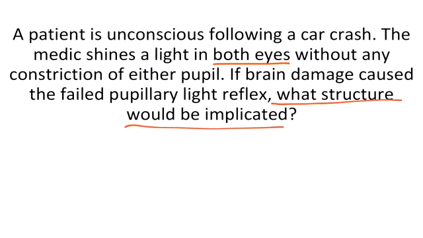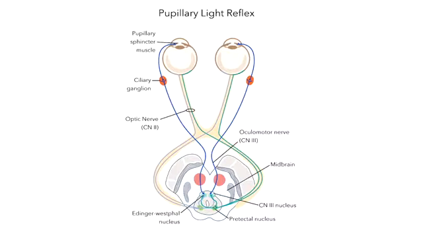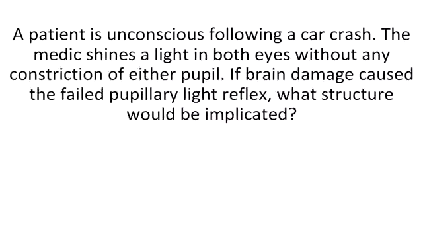Okay, so basically a medical worker sees an unconscious patient and sees that the pupillary light reflex is not working in either eye. Now this is a test used to determine if the brainstem is functional in an unconscious patient. If we look at the pathway of the light reflex, we can see that the portion of the brain responsible for the reflex is the midbrain. So if there is damage to the midbrain, you won't ever get a signal to the pupillary sphincter muscles in either eye. So going back to the question, if brain damage caused the failed pupillary light reflex, the structure responsible would be the midbrain.